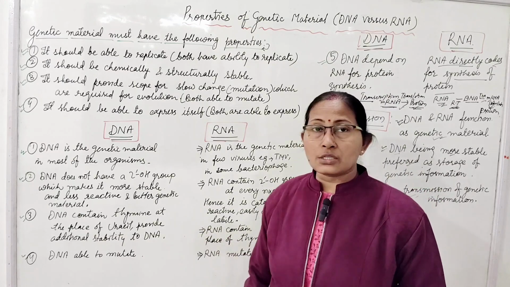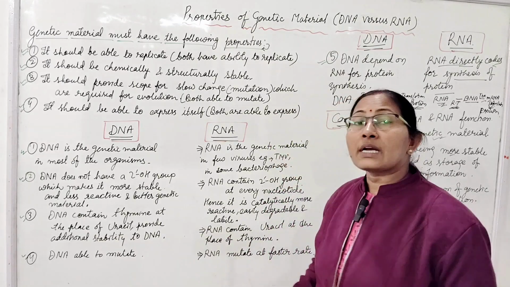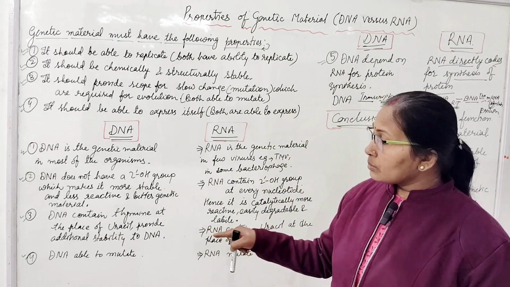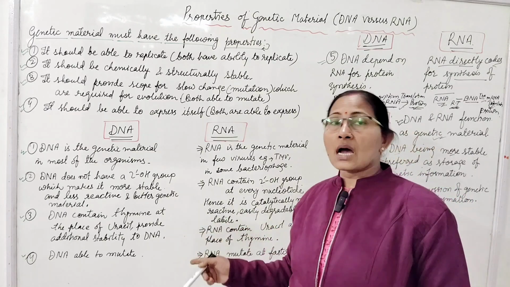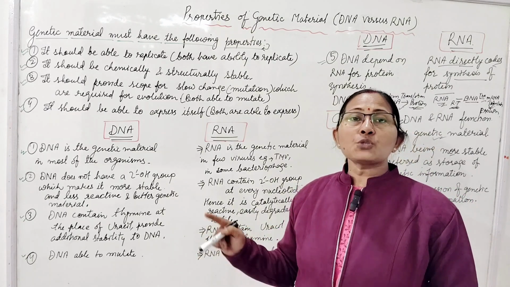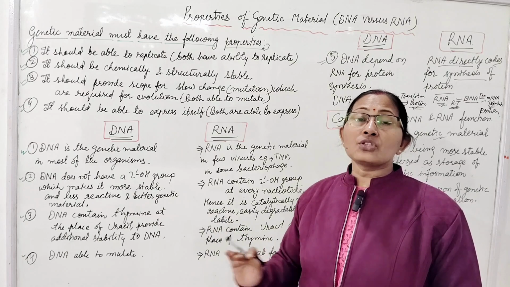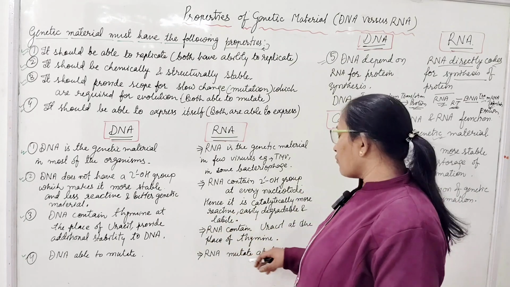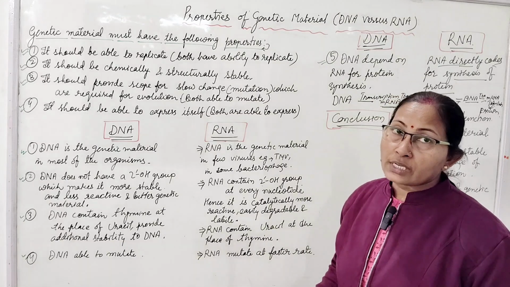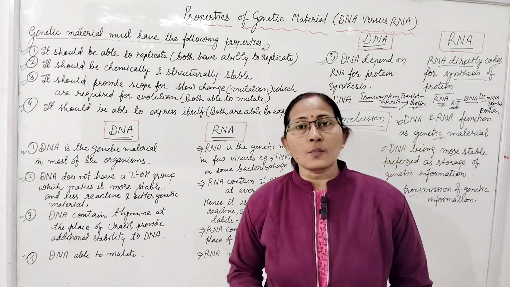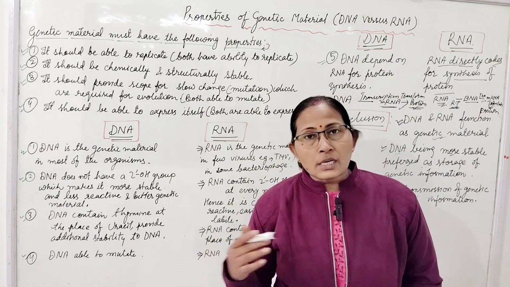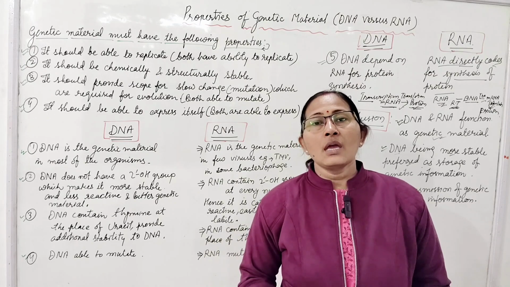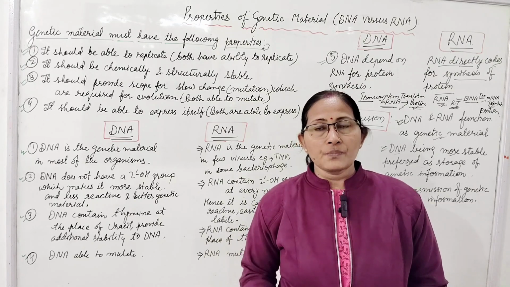DNA is able to mutate, while RNA mutates at a faster rate. DNA mutates, but slower than RNA. The base pair sequence changes, but these changes are at a very slow rate, whereas RNA mutates at a faster rate. As we have seen in the case of coronaviruses, multiple variants appeared during the corona pandemic.